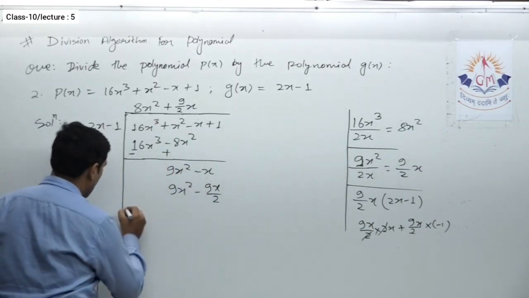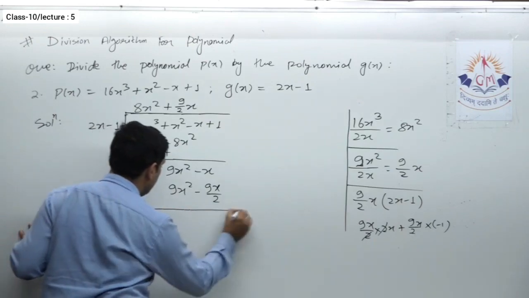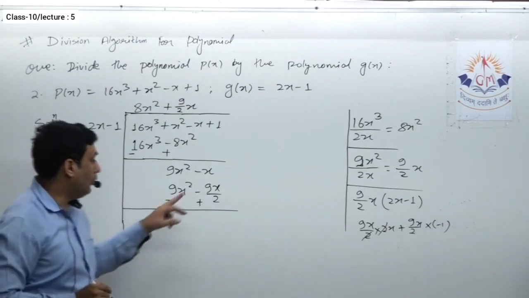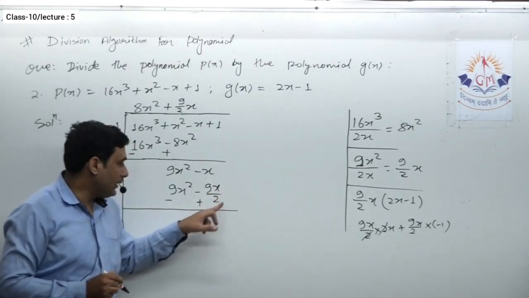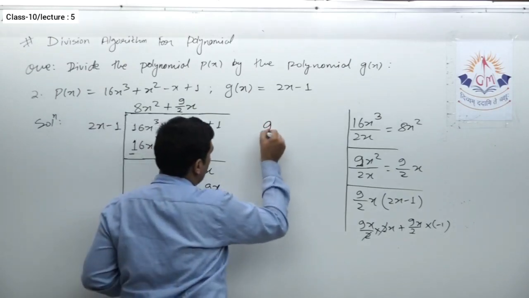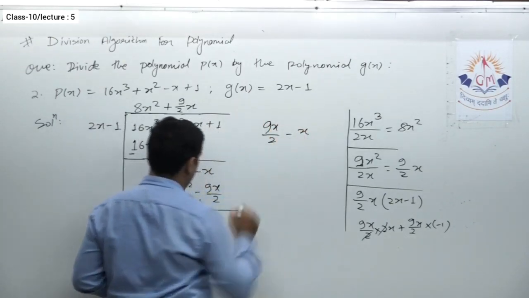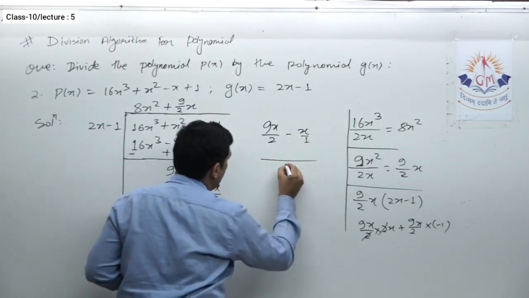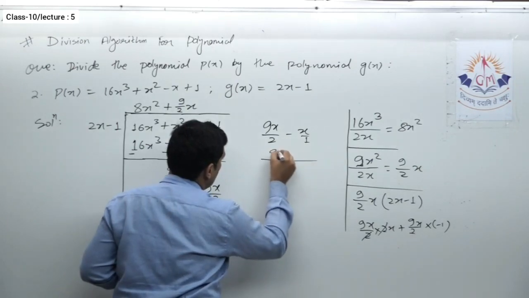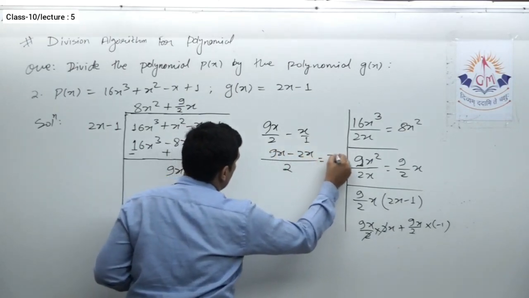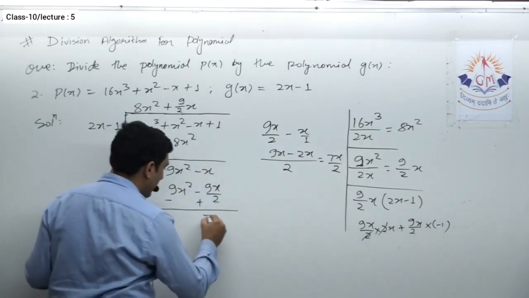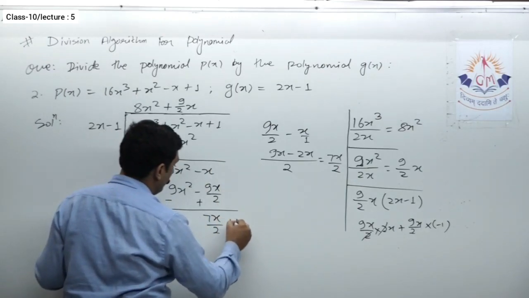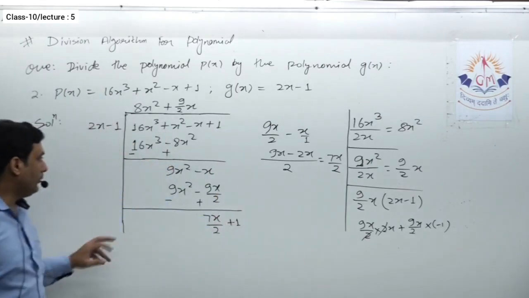Now over here I'll find the difference again with the same method. So here I'll make it negative and I'll make it positive. This will cancel out. Now what I actually have is 9x by 2 minus x. This is positive, this is negative. So here I have to take the LCM of the denominator. Here 9x minus 2x over 2, so I'll get 7x by 2. So here I write 7x by 2.